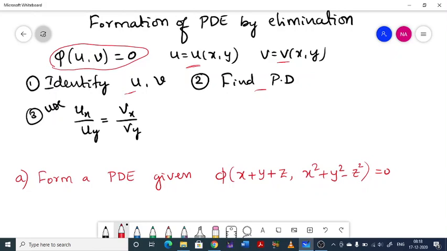Partial derivatives means u is a function in two variables x and y, so you have to differentiate u partially with respect to x and y. You get ux and uy. Similarly here you get vx and vy. Then finally use this relation, ux by uy equal to vx by vy. Now simplifying this expression, you get the required partial differential equation.